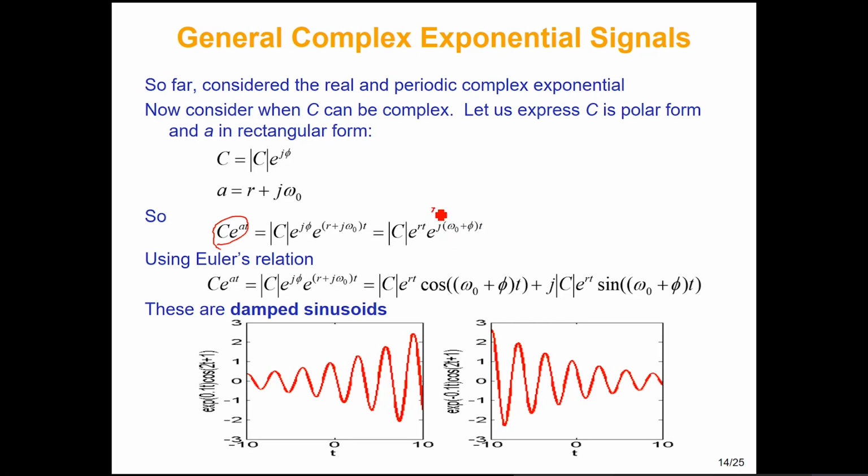Now this part, as we see right here, is simply a complex exponential. The only difference is that instead of one constant value, we have a constant value omega naught plus any other constant value, so it makes no difference. We still have e raised to the power of j.